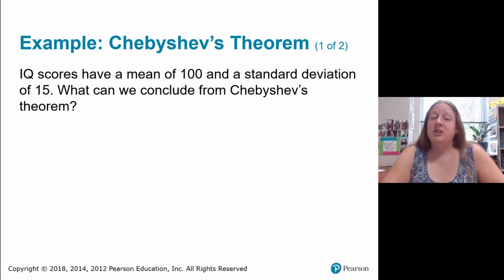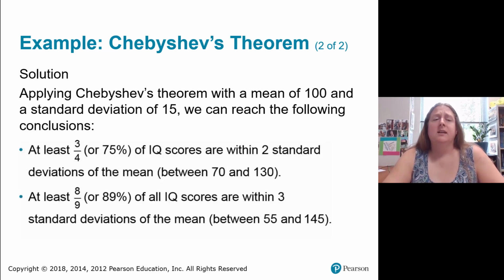So let's see what Chebyshev's theorem says about IQs. Right. So applying Chebyshev's theorem, we know that within 2 standard deviations, so between 70 and 130, at least 75% of IQ scores lie there. And between 55 and 145, at least 89% of IQ scores fall within that range.